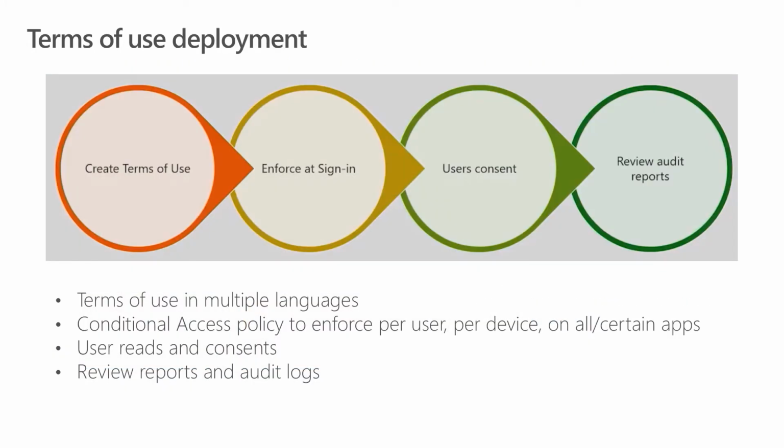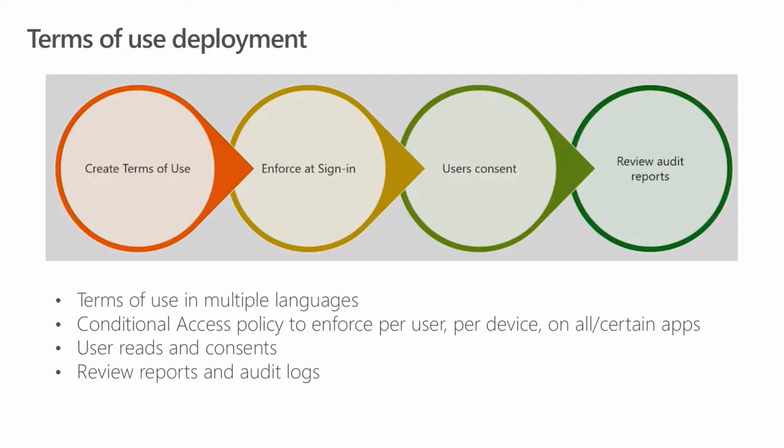Deploying terms of use policies is quite easy. First, you create the policy itself, and this is where you upload the PDF document that the user is expected to read. And then you enforce this using conditional access. Now, the terms of use policy is created in the governance blade, but then the enforcement is done with conditional access. Eventually, your users get the prompt, and then they can accept or decline, and then your admin can go ahead and generate audit reports.